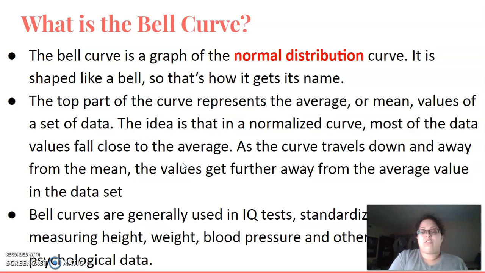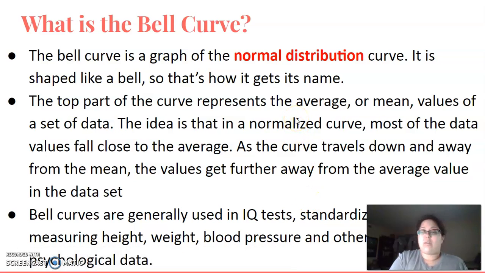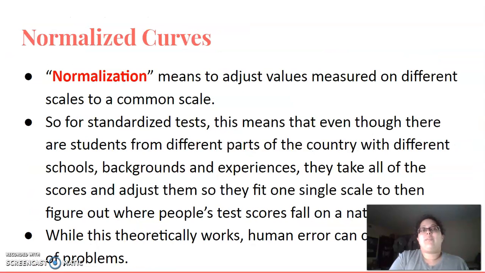So bell curves are usually used in IQ tests and standardized testing. They're used to measure height, weight, blood pressure, and a lot of other natural and psychological data. Okay. Normalization, or normalized curves, basically just means to adjust the values measured on different scales to a common scale. Because if we're talking about blood pressure, each human is different. So technically they can all be measured on a different scale, but we want to make it common so that we can apply it to humans as a whole.